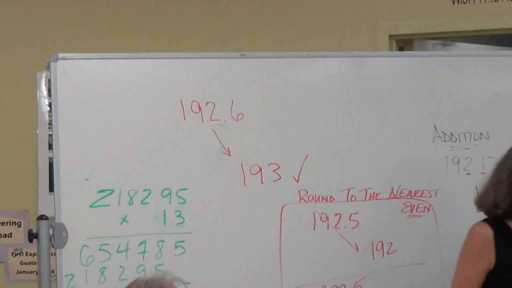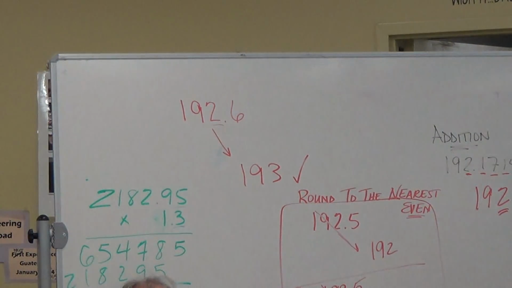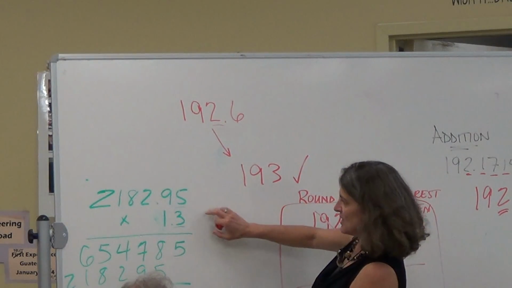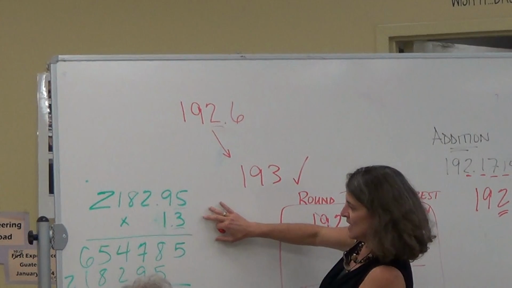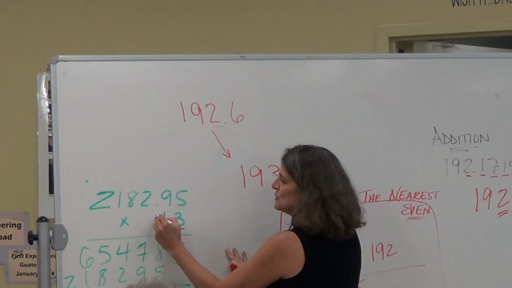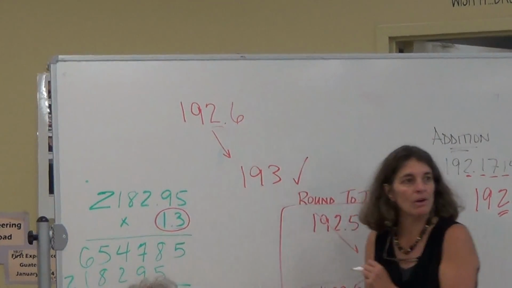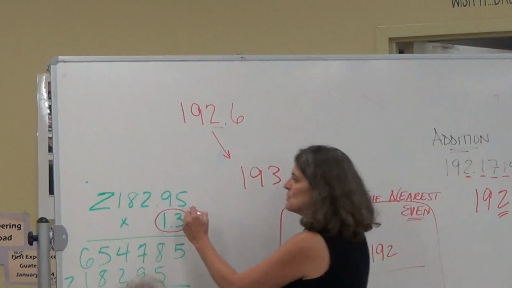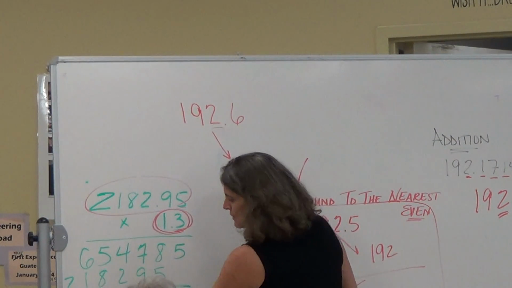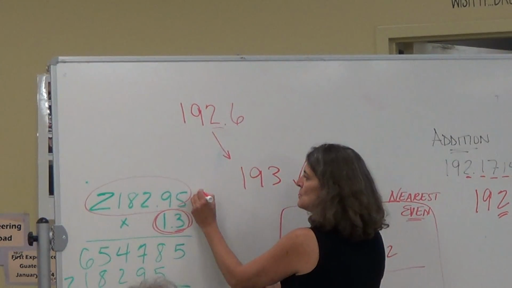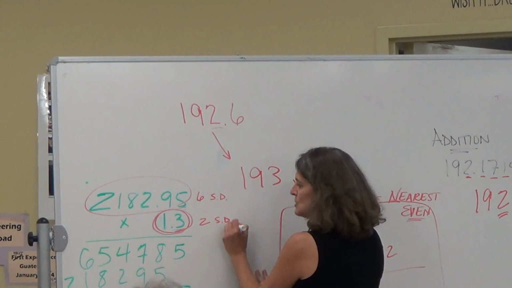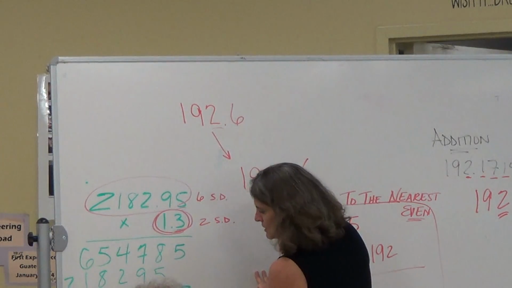So, Porter, tell me, what's the answer? It's not 3,000. 2,878. 2,800. Because what you do is you look at the significant digits of the least number. This one has 6 significant digits and this one has 2, so your answer can only have 2. Here there are 6 significant digits. Here there are 2 significant digits, so the answer has to have 2 significant digits.